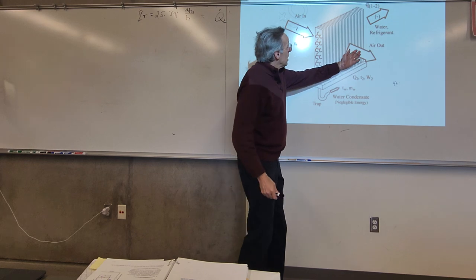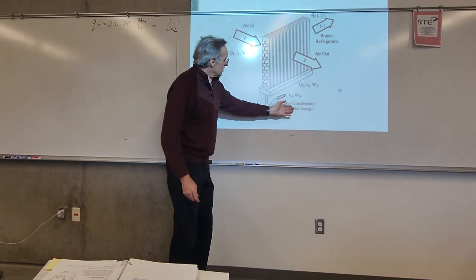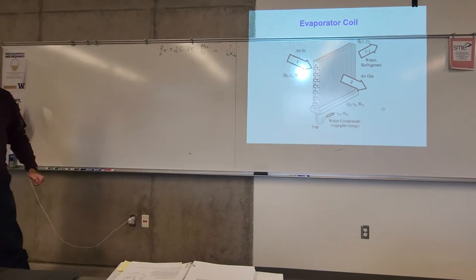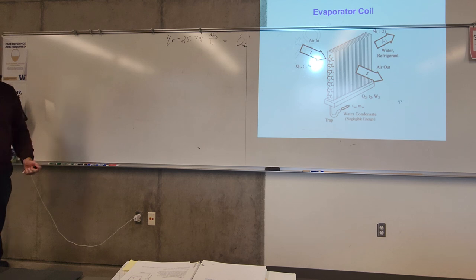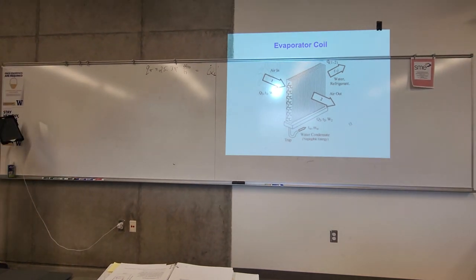So then the chilled air comes out, the refrigerant takes away the heat, and some energy goes out with the water. Yes, sir? I did want to ask about the apparatus dew point temperature. If there's a bypass factor like the previous problem of 0.2, does that mean 20% of the air is contacting the coil and the other 80% is flowing past it but not contacting it? That's right. That's what it means.